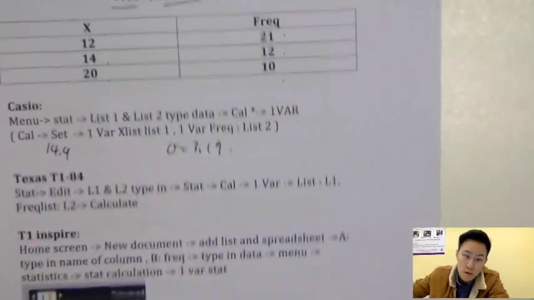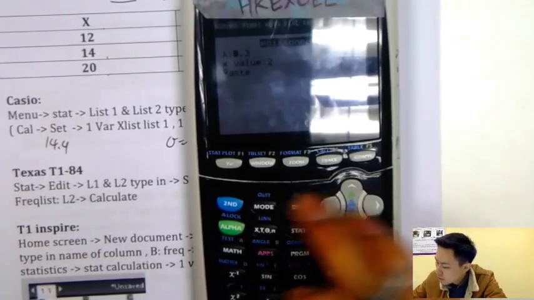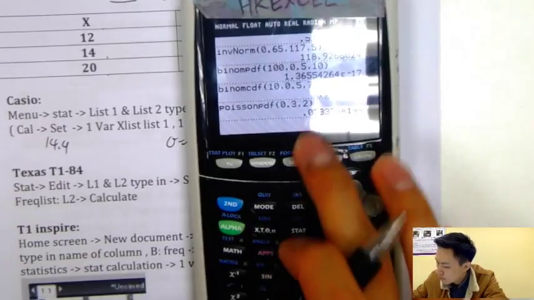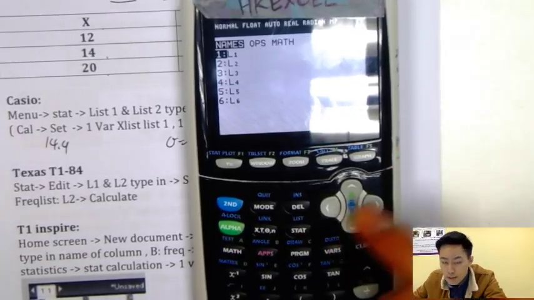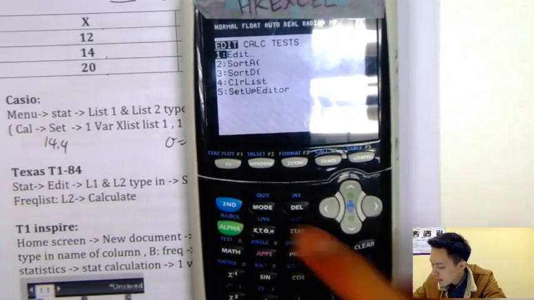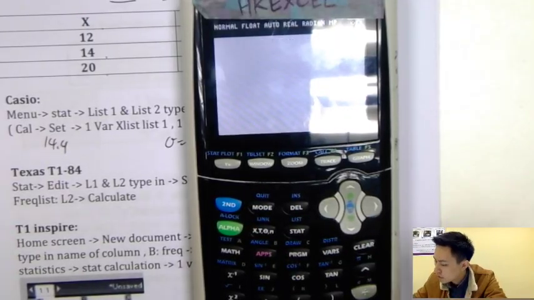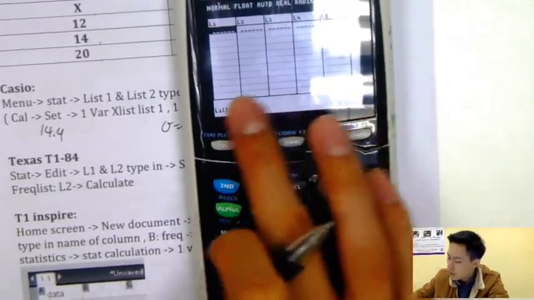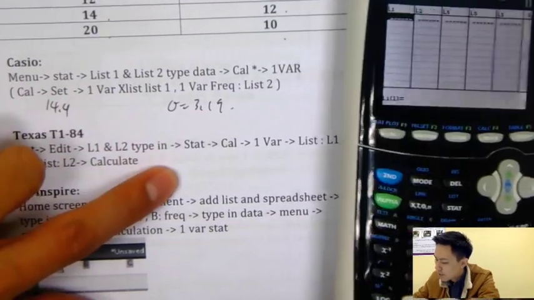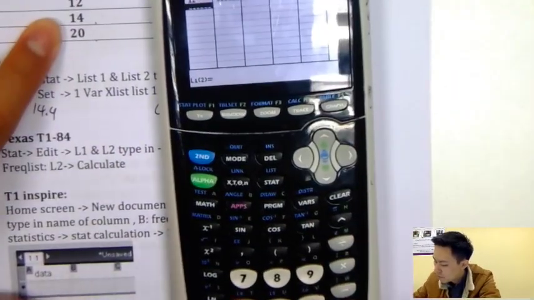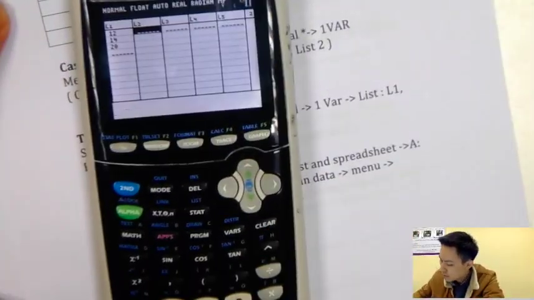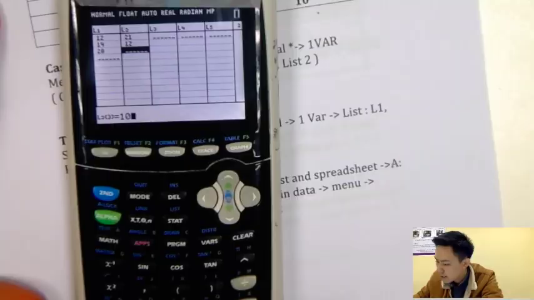And for the Texas model, you go to the screen here, and then we go to stat. Stat, then you go to edit, and then you see the table here. Basically, just type in 12, then 14 and 20, and for list 2 you type in 21, then 12, and then 10.